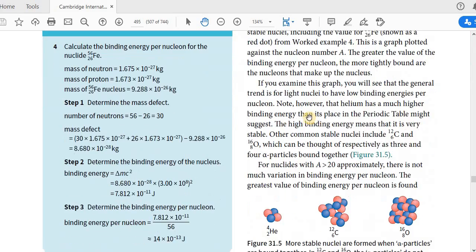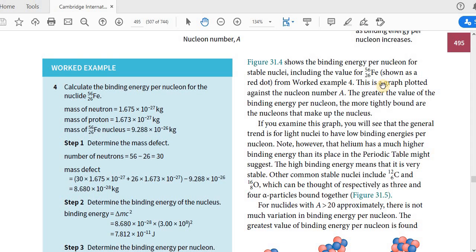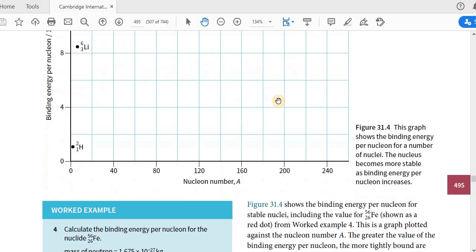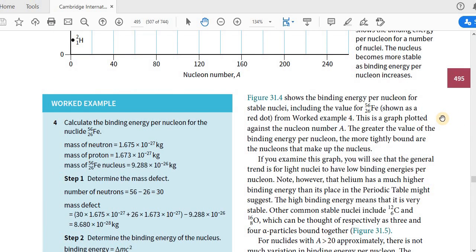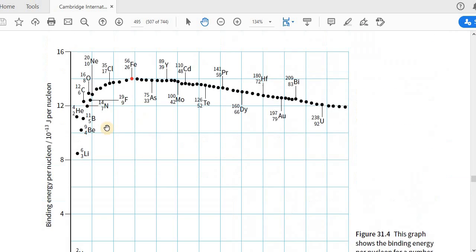I think this part is also clear. So you saw the red dot, the more red dot, that is for iron, has the highest binding energy per nucleon. You will see that the general trend is for light nuclei to have low binding energies per nucleon. See over here it is less, but for these it is higher than these here.